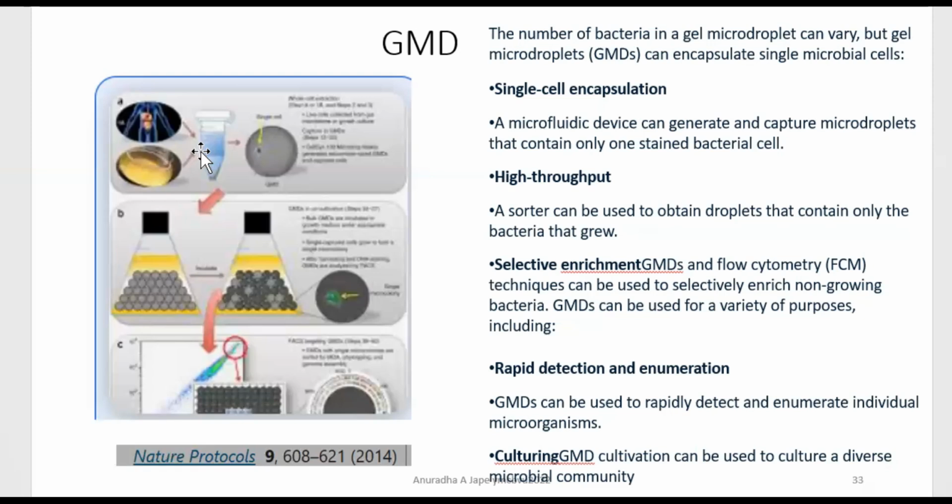Now high throughput methods, that is, molecular techniques is what I'm talking about, that you can use to find out the bacteria which was unculturable earlier but has now been detected in the sample. So selective enrichment of these GMDs you can do, and flow cytometry will help you to find out the beads which are having the microcolonies, and then you can go for rapid detection and enumeration methods, and use each single bead as a starting culture in the new plate for preparing the pure culture of that isolate, right?